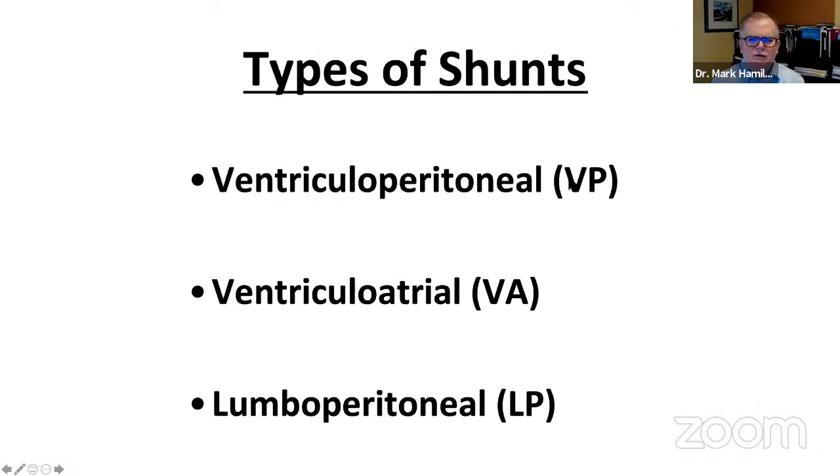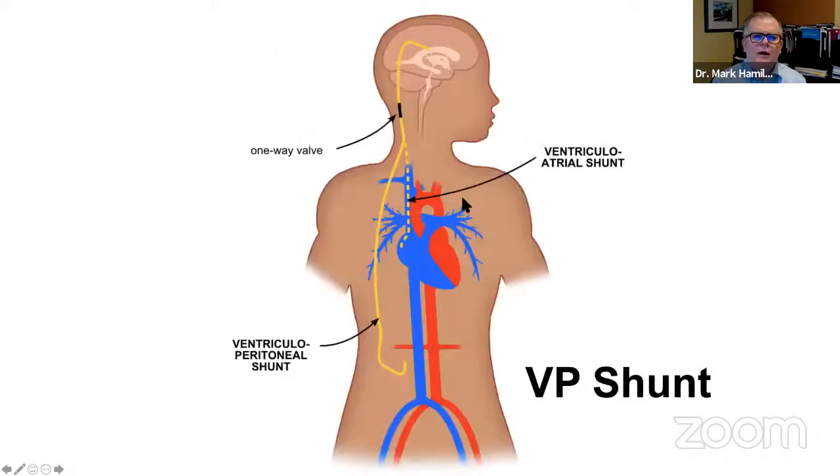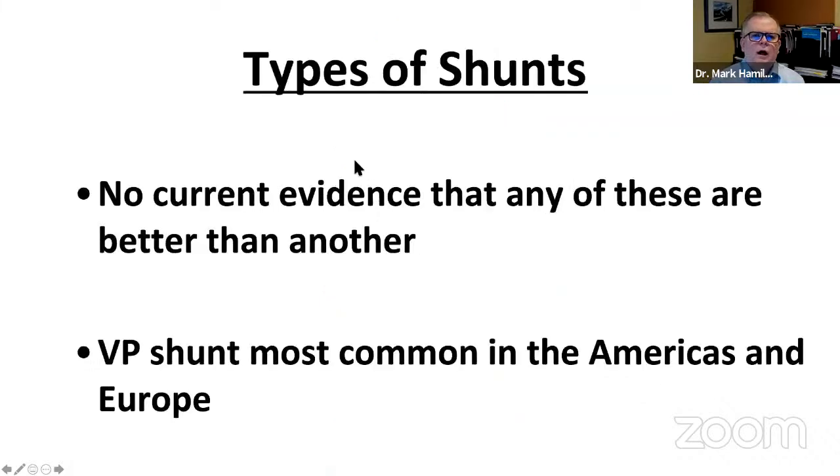There are 3 types of shunts: VP, VA, LP. These are the common ones. There are other variations, of course, such as ventriculopleural, but this is the majority of shunts used. This cartoon illustrates a VP shunt coming down to the belly and a VA shunt being inserted in the neck. I'll mention VA shunts briefly at a later point; they usually end up in the right atrium, but we have some experience with a technique where we can set them right at the superior vena cava atrial junction. There's no evidence that any of these shunts are better than another.